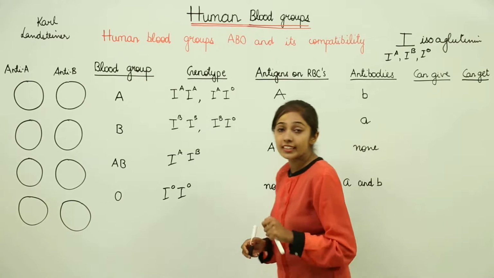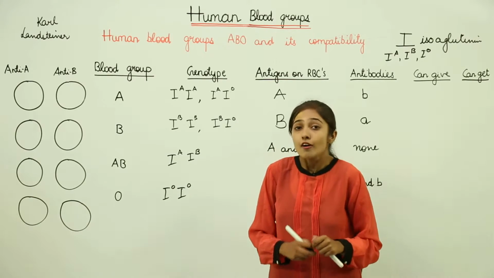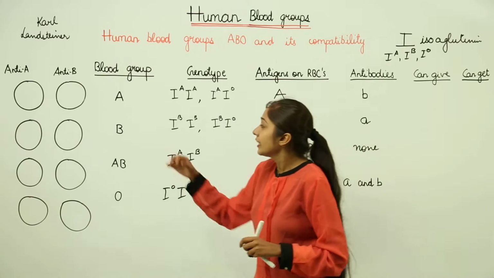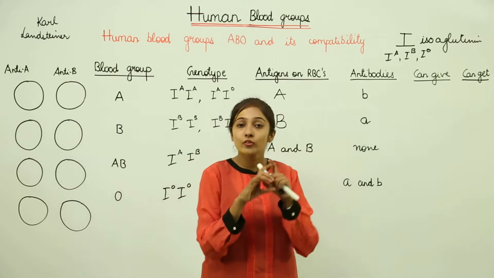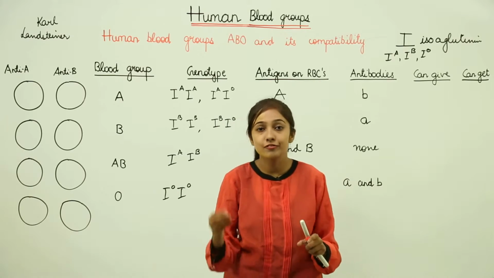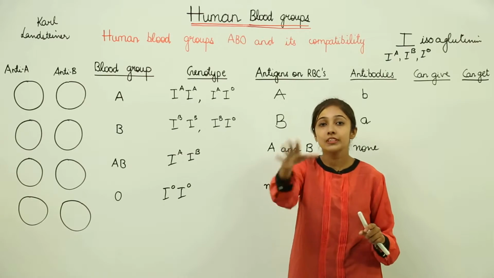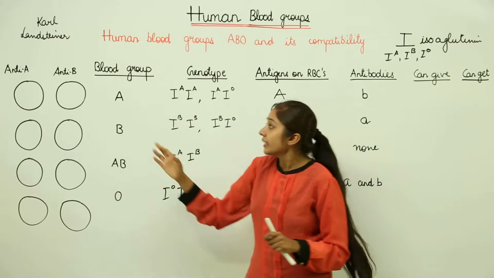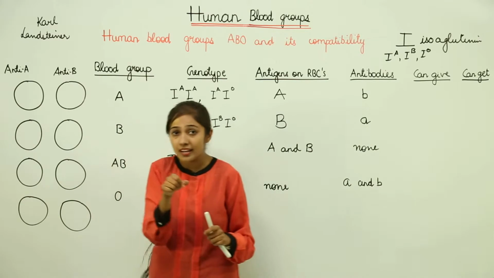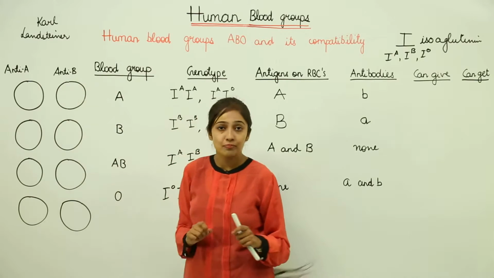Now the question arises, how can we actually test the blood group of a person? For that we have anti-A serum and anti-B serum, right? What we are going to do, we'll have the blood sample from the person from whom you want to determine the blood group. Then you're going to mix that blood with anti-A serum and anti-B serum.